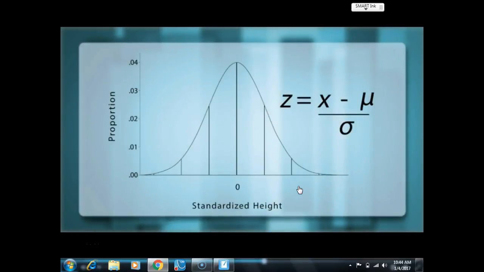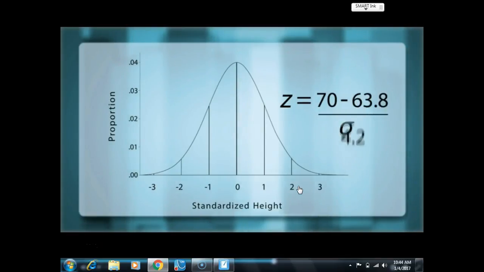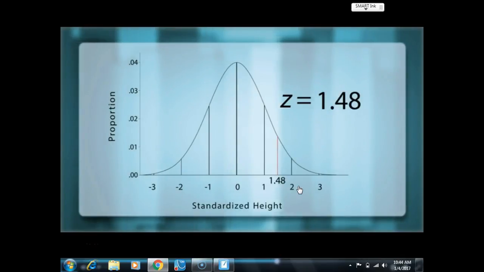to a standard normal distribution. Setting its mean at 0 and standard deviation at 1, almost all the data falls between -3 and 3. In this case, the observation we're interested in is the 70-inch height requirement. So 70 is our x. We know from before that the mean mu is 63.8, so we can add that to our equation. And sigma we know is 4.2. Do the math, and we have a z-score of 1.48.